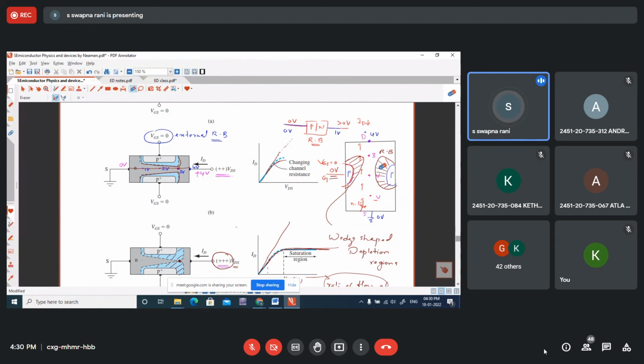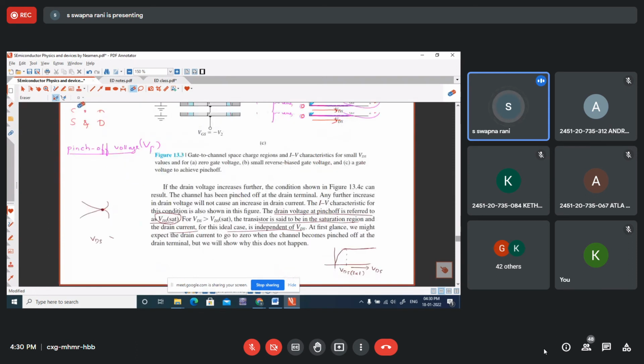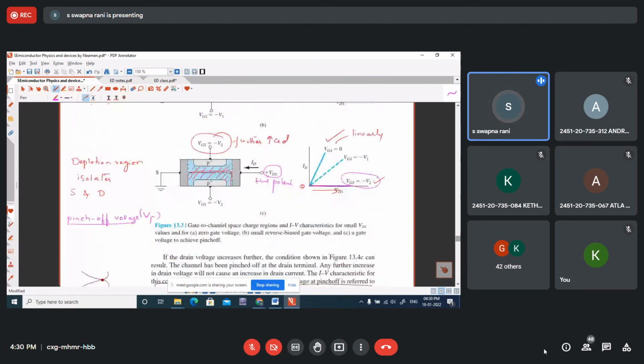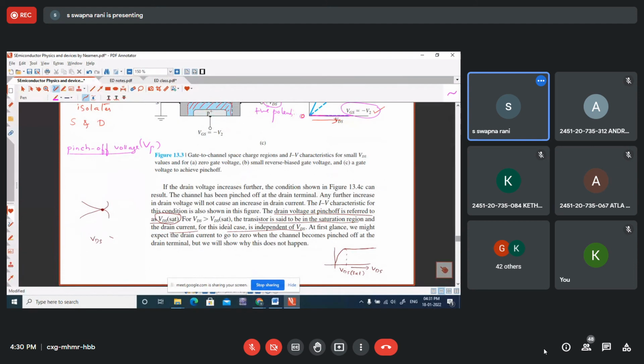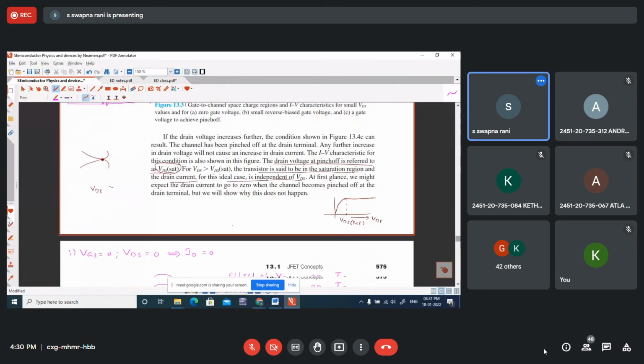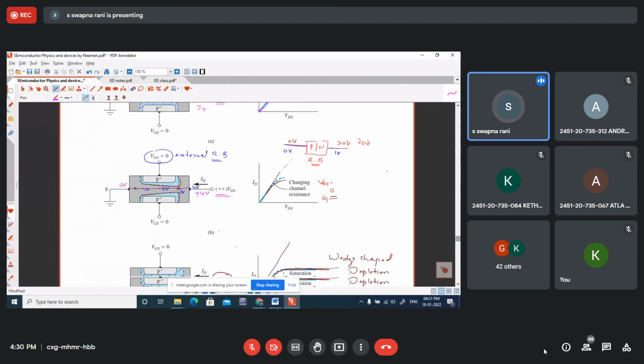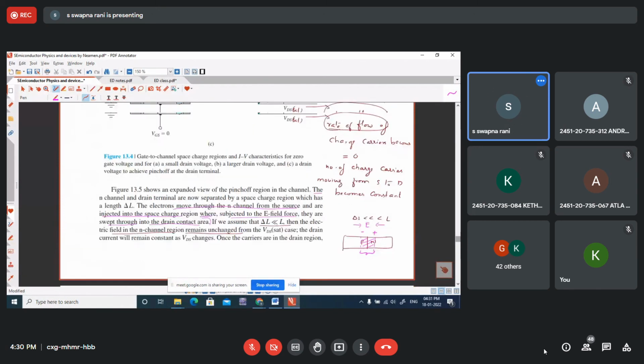1 volt, 2 volt, 3 volt, like that, it is not required to describe in detail why these wedge shaped depletion regions are getting formed. Only the statement you can write directly. You can write the statement directly that, one second, I will show you.